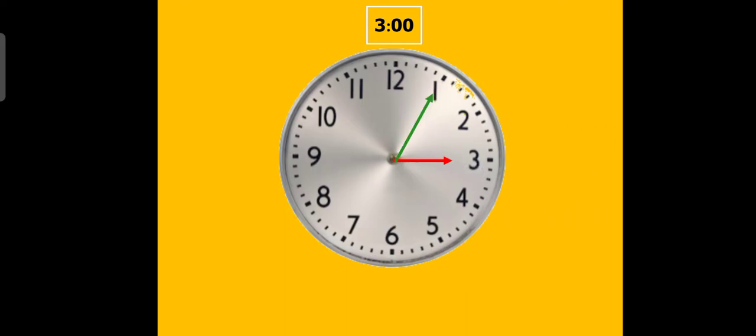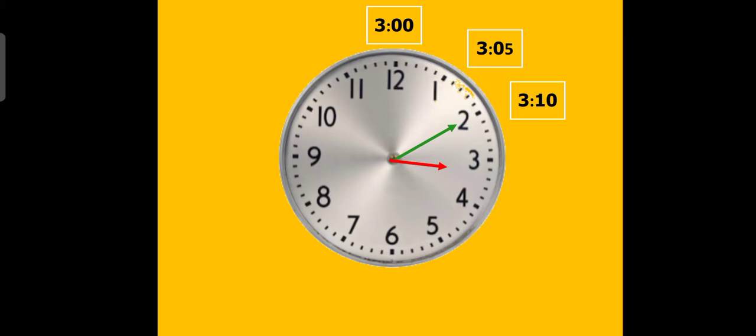Okay, if the long hand moves to 1, it means we have 5 minutes. So the short hand is on 3, and we have 5 minutes: 3 hours and 5 minutes. If the long hand moves to 2 and the short hand is on 3, the long hand represents minutes. How many minutes do we have? 5, 10. And the short hand represents hours: we have 3 hours.